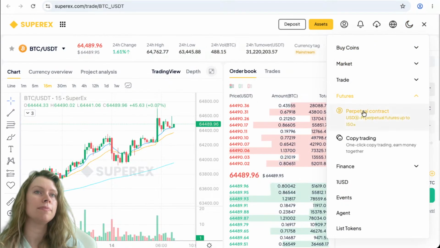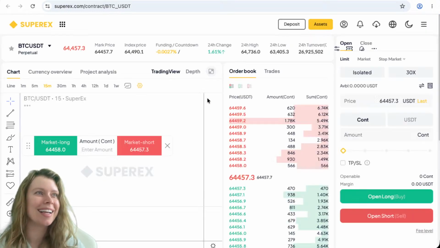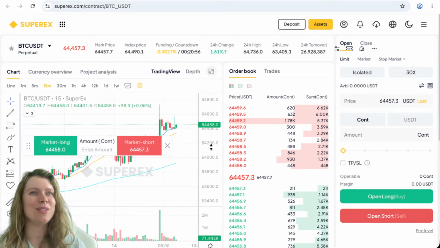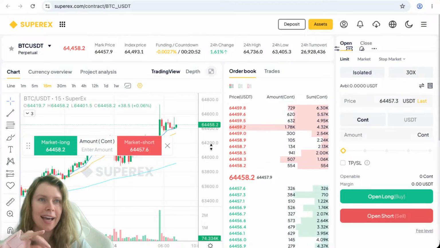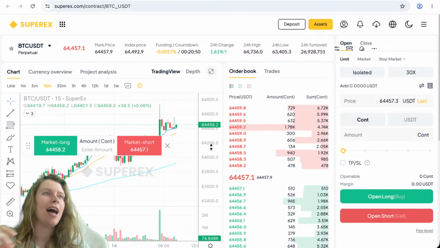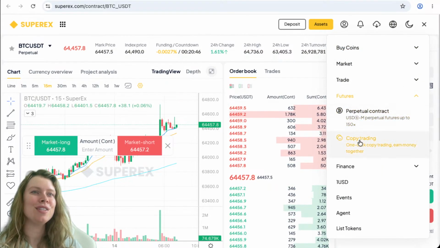Futures was a little bit more intimidating, but I got there. It took me like a week or so before I started feeling a bit more comfortable, but I definitely feel like I've been able to grasp it now. And then most recently is futures copy trading.